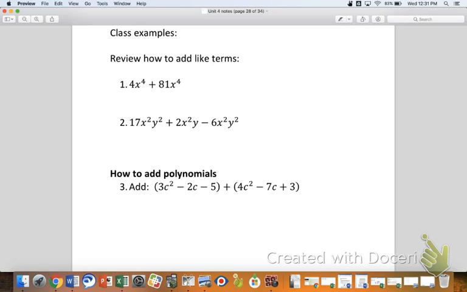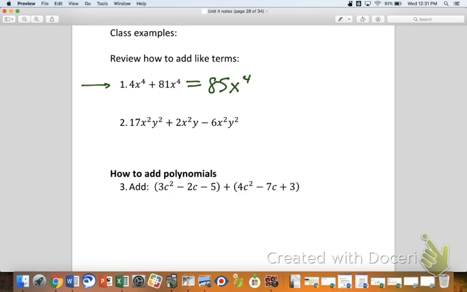If I was going to take that expression right there and try to simplify it, 4x to the 4th plus 81x to the 4th, what do you guys think the answer would be if I combine this down, I simplify it? 85? 85x to the 4th is right. When you add your like terms, if they are like terms, you add the coefficients, but you leave the variable alone, right? Still x to the 4th.